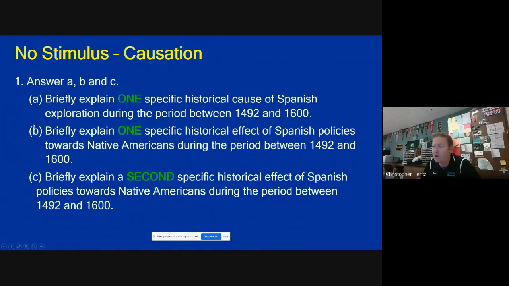All right, last type of question you're going to get is a non-stimulus question here. This one here is an example of a causation one where you're going to answer one specific historical cause of Spanish exploration, one effect of Spanish policies, and then a second historical effect. Okay, and there's an example of non-stimulus. I'm going to decide here which one I want you to do.